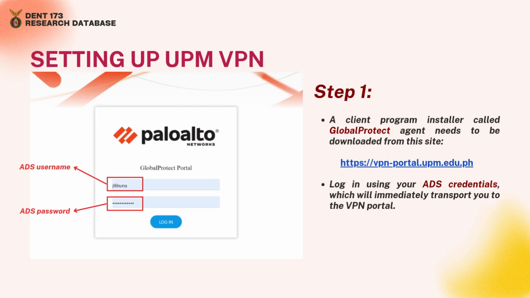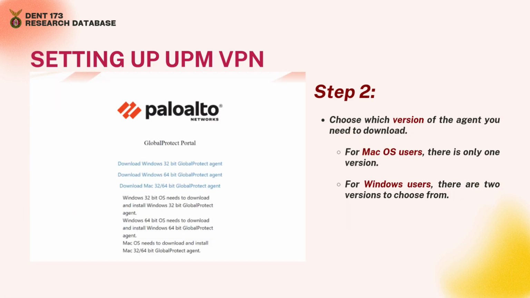Now, in order to use VPN, a client program installer called Global Protect Agent needs to be downloaded from this site, vpn-portal.upm.edu.ph. And once you are on the site, log in using your ADS credentials, which will immediately transport you to the VPN portal. Once you're already logged into the VPN portal, choose which version of the agent you need to download. The versions of Global Protect program will be listed like this on your screen.